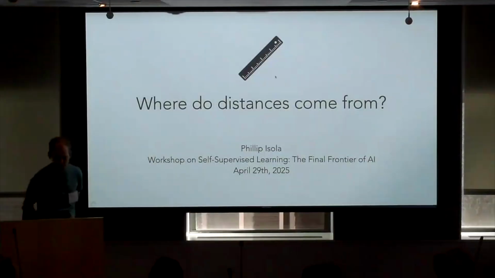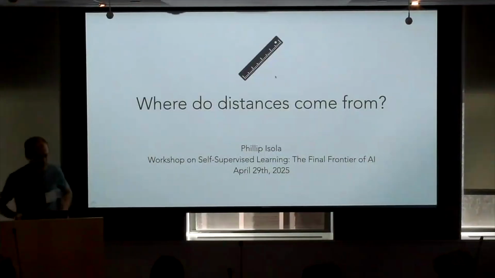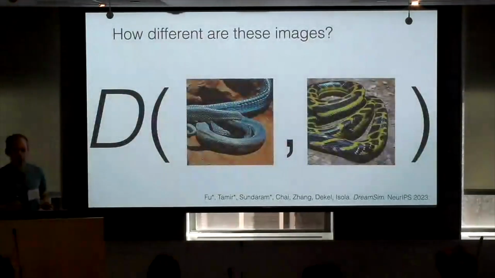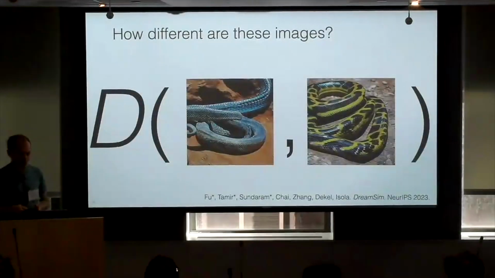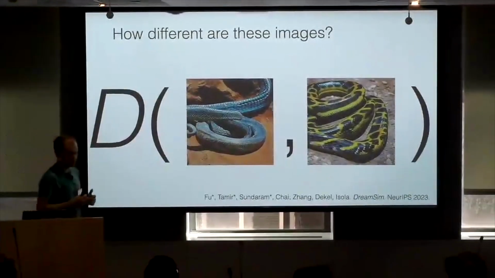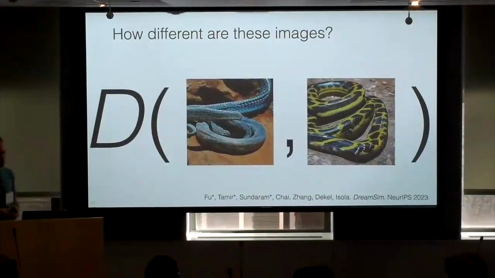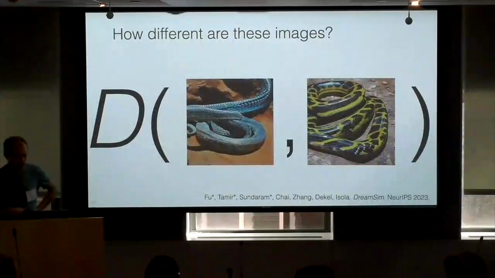So in this talk, I want to frame this question: where do distances come from? I'm going to start with a game for you. The question is going to be, how similar or different are two images? This is the fundamental question that I've been interested in. How can we measure distance between two complicated objects, like two images, two text strings, two genomes? But in particular, images is one that I've looked at a lot.